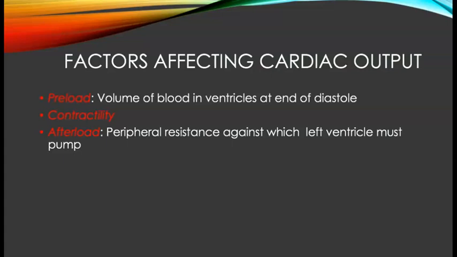Well, with preload, this is the volume of blood in the ventricles at the end of diastole before the next contraction. Preload helps to determine the amount of stretch that's placed on the myocardial fibers, and it can be increased due to a number of conditions such as aortic disease or even hypervolemia.